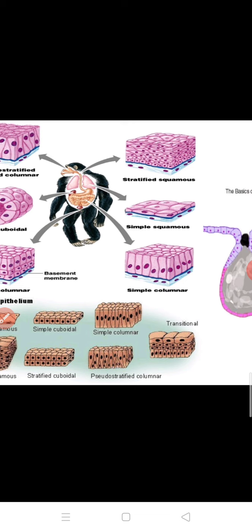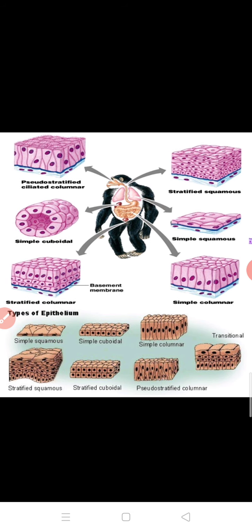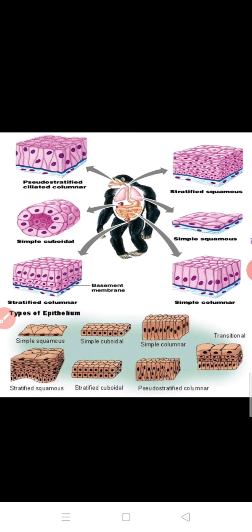So two types of squamous epitheliums are there. Simple squamous epitheliums, which are extremely thin and flat and form a delicate lining, and second is stratified squamous epithelium. Since they are arranged in a pattern of layers, they are called stratified squamous epithelium.